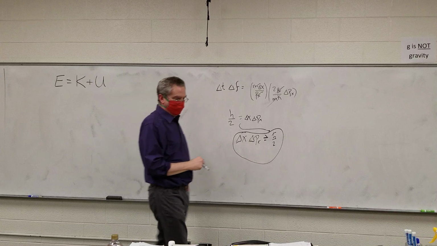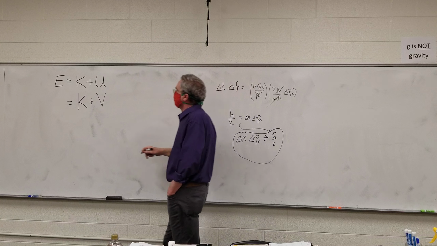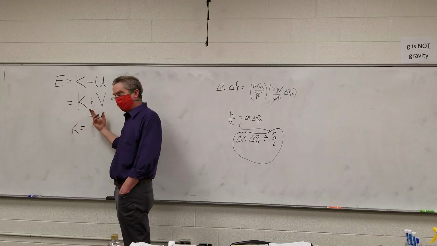I am going to make one change. This is the way I've been writing it, U for potential energy. At some point along the line, it goes from being U to V, keeping with the tradition for this development. V, and this is potential energy, not potential. K, kinetic energy, and let's go for it.